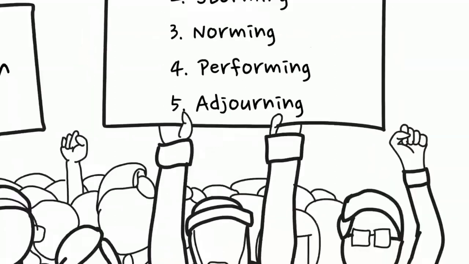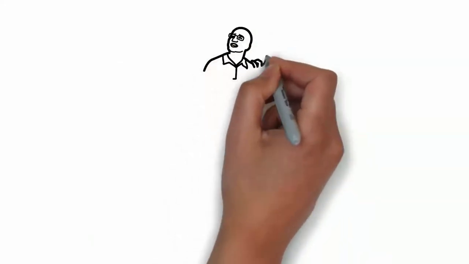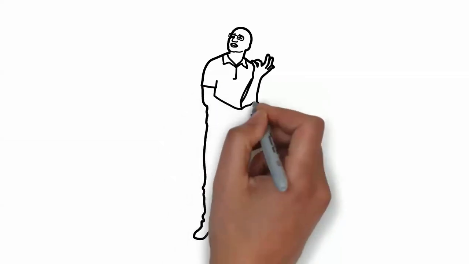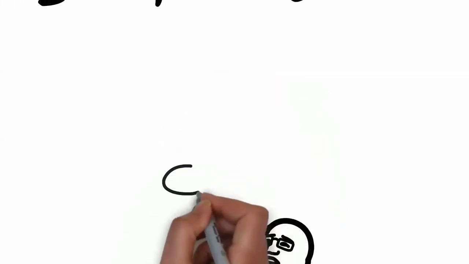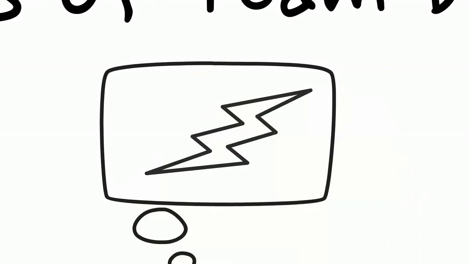A manager can do things to speed the process through these steps to the performing stage. It is especially important to get through the painful storming phase. You cannot completely short-circuit the system to get straight to performance. There has to be some pain to get to the gain. So let's look at the stages in turn.